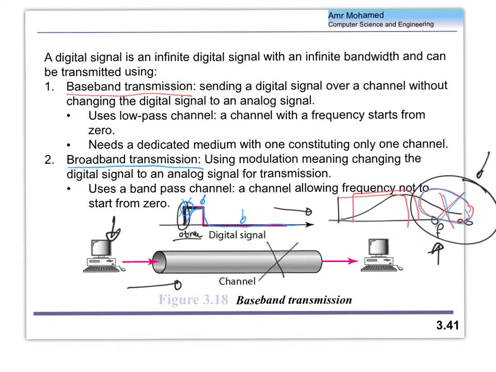Whatever line coding techniques, we will convert the ones and zeros into digital signal, and we will transfer the digital signal as is on the transmission medium. Baseband transmission needs a dedicated medium, with one transmission only occupying the channel. Why? Because remember, we transfer the signal in the low frequency domain, right?